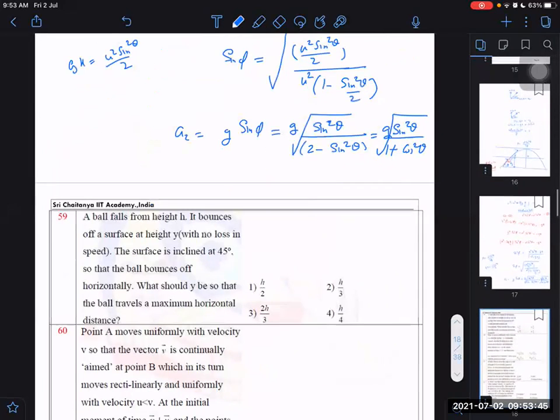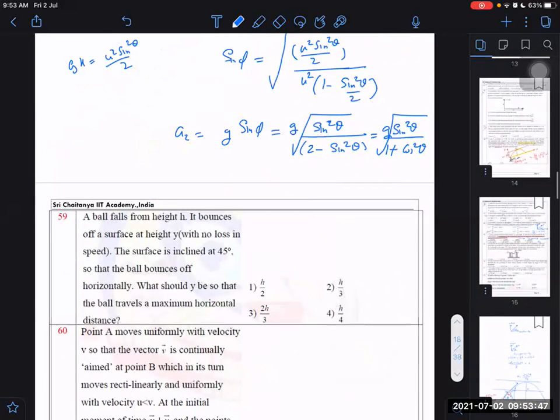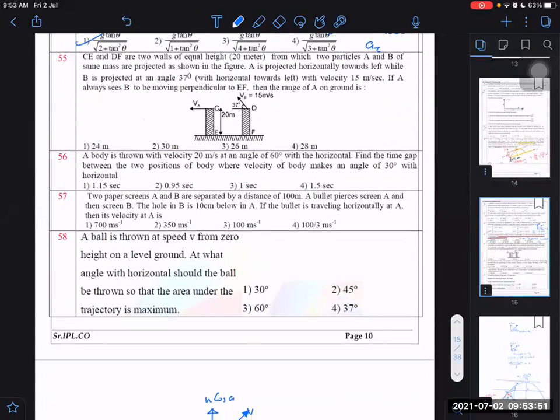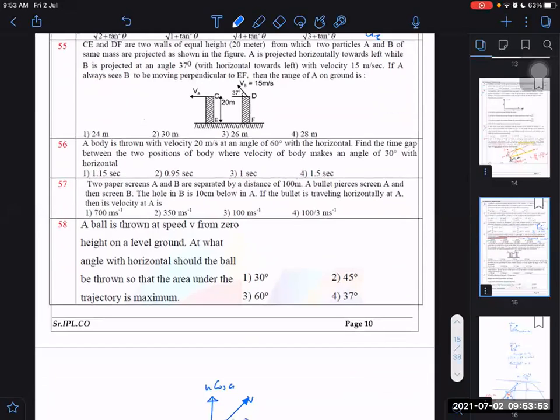Next. Question number 55. We can leave it for the next week. 56.